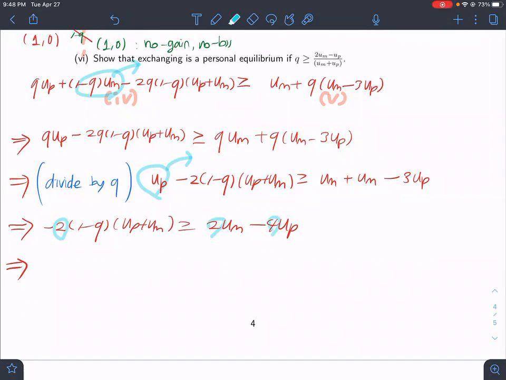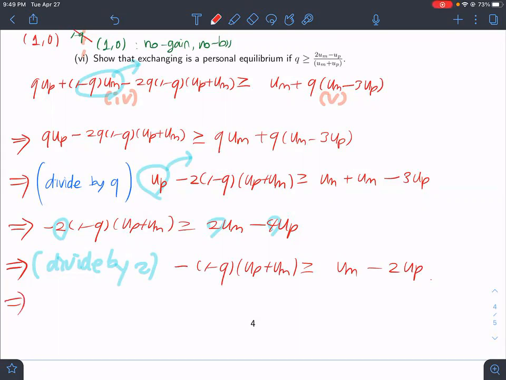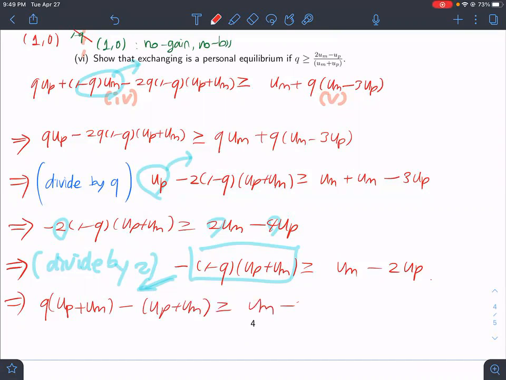So let me divide each side by 2. Divide by 2. Minus 1 minus Q, UP plus UM greater than UM minus 2UP. And then now it's time to separate Q. So Q, if I separate this blue guy here, it becomes Q UP plus UM minus UP plus UM greater than UM minus 2UP.